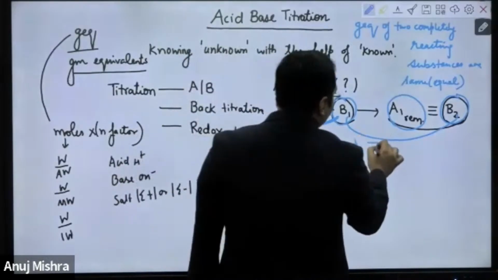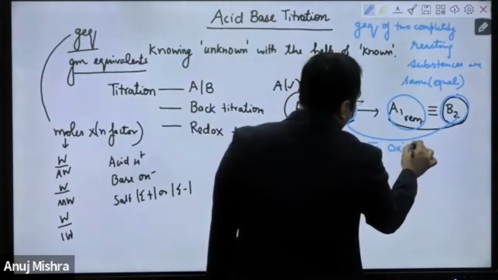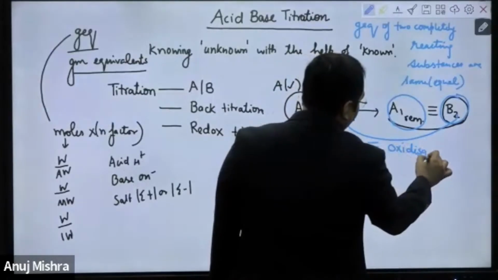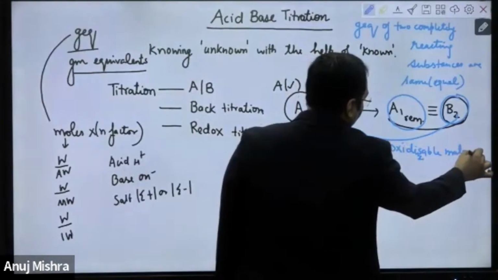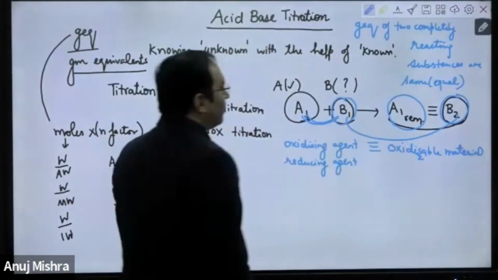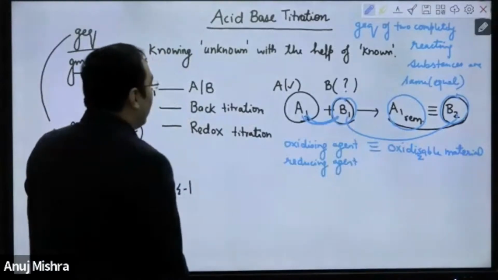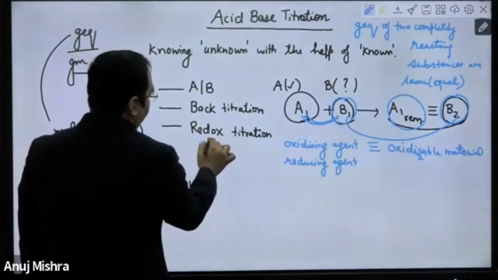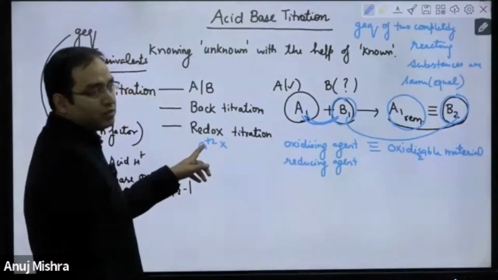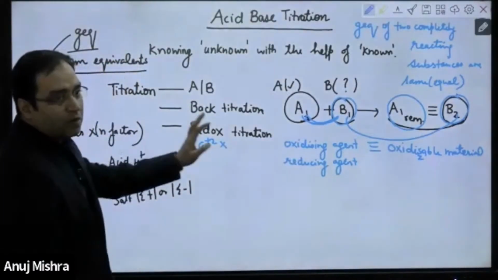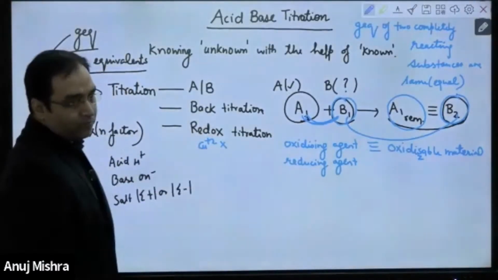An oxidizing agent will be reacting with some oxidizable material. See, everything cannot be oxidized, no? So you should have something which can be oxidized. Now think, you brought copper +2 and said oxidize this. You can't do anything with this. It's already in the highest state. There's no copper plus 3, no copper plus 4, no copper plus 5 that you can form.